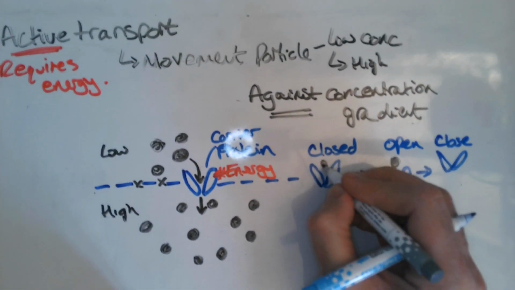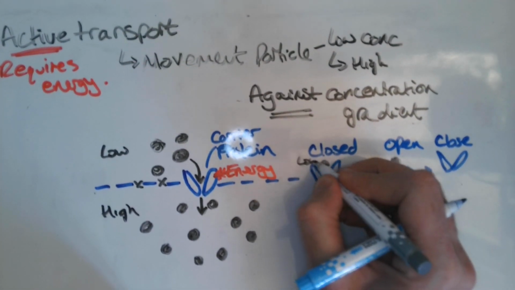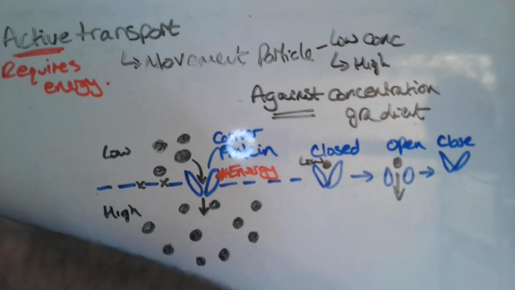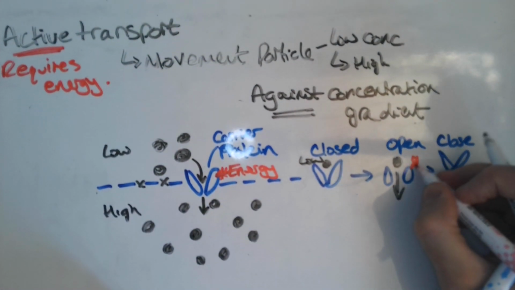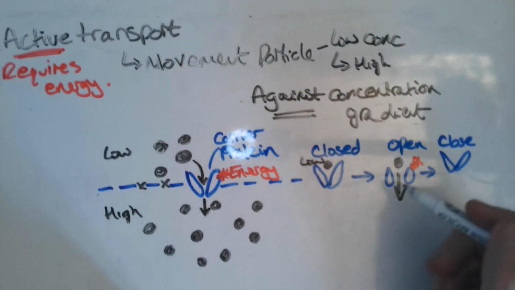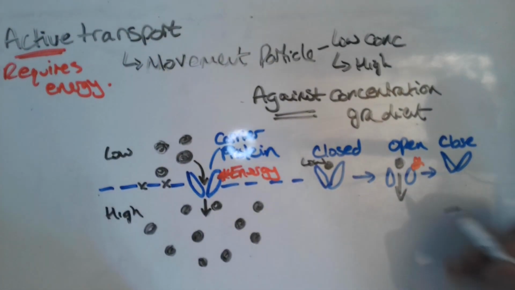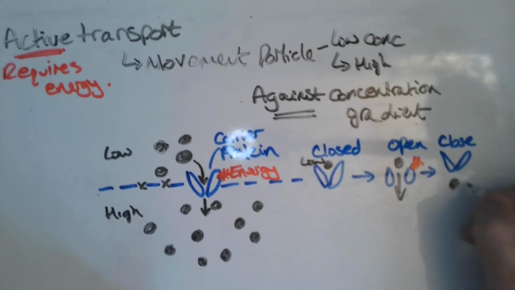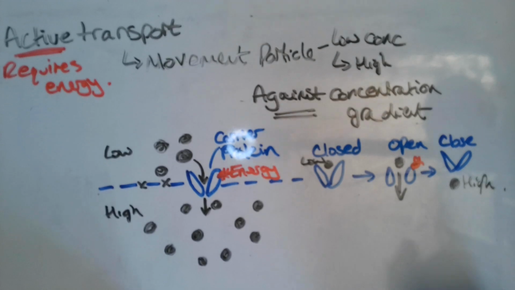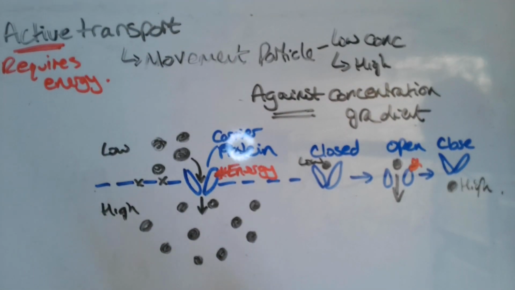So our molecule is on the low side. We open it up using energy. The molecule passes through, and then our molecule is going to be on the side with the high concentration. And that is everything you need to know about active transport.